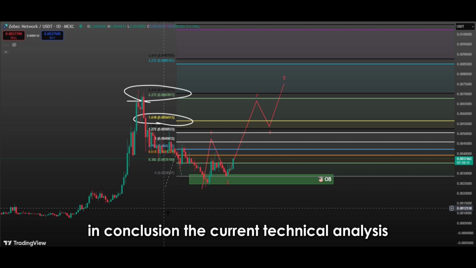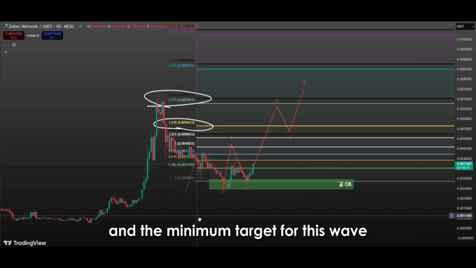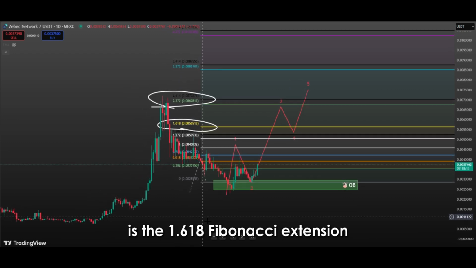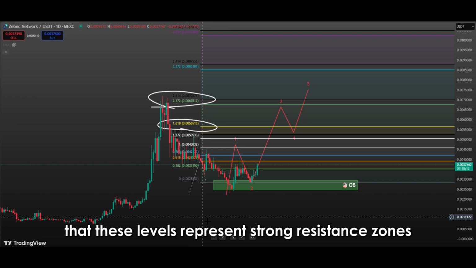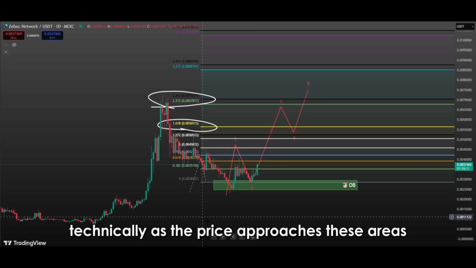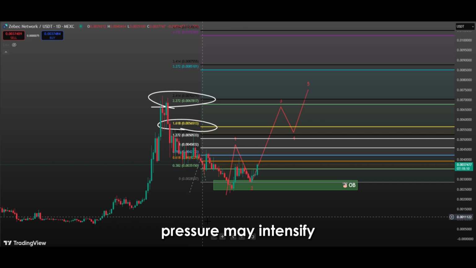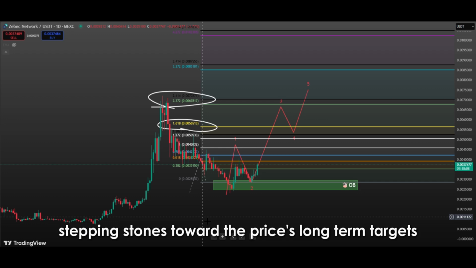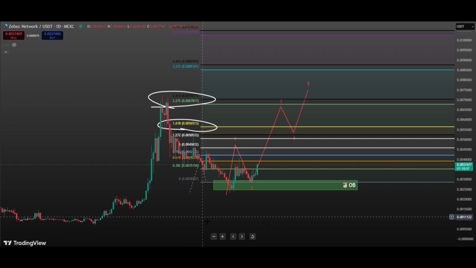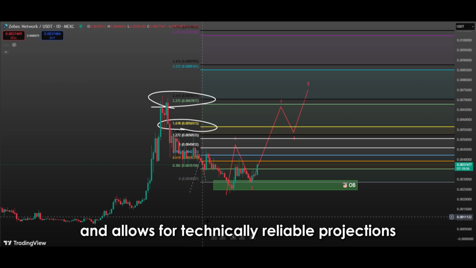In conclusion, the current technical analysis suggests that the price is moving within the third Elliott wave, and the minimum target for this wave is the 1.618 Fibonacci extension, while the ideal target is the 2.272 extension. It should also be noted that these levels represent strong resistance zones technically. As the price approaches these areas, volatility may increase and buying-selling pressure may intensify. Investors may consider these levels as profit-taking zones. However, as long as the market structure remains strong, these levels can serve as stepping stones toward the price's long-term targets. Thus, this analysis forms a basis for strategic investment decisions and allows for technically reliable projections.